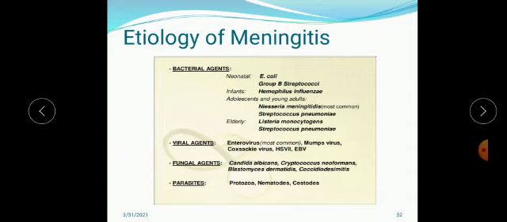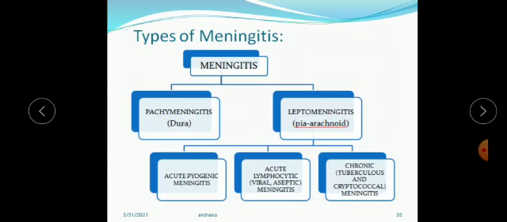Viral agents are enterovirus, the most common, followed by mumps virus, Coxsackie virus, HSV2 and EBV. Fungal agents like Candida albicans, Cryptococcus neoformans, Blastomyces dermatitidis and Coccidioides immitis are responsible. Fungal meningitis usually occurs in immunocompromised patients, and parasitic meningitis occurs as a result of protozoa, nematodes or cestodes infection.